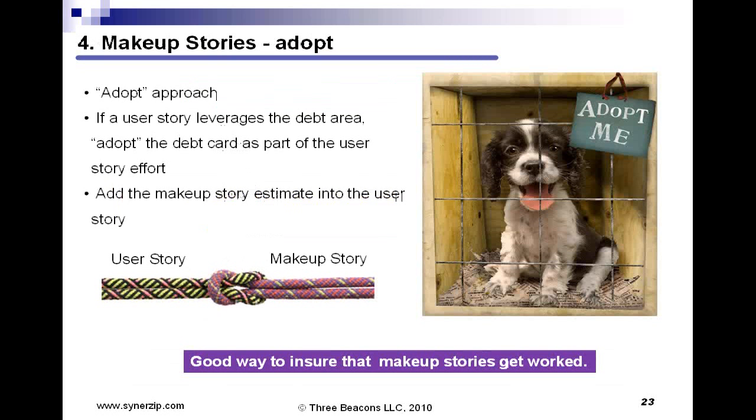Next, number 4, an agile technique to managing new technical debt is to take an adoption approach. Now what this means is that basically if you're developing a user story that uses a part of the code that previously incurred technical debt, the make-up story card for that technical debt is fused with that new user story. And the user story cannot be worked unless the make-up story is also worked. So you just fuse them at the hip, and when the product owner chooses a particular user story, you remind the product owner that that has an adopted makeup story, and that therefore the time estimate for that will be a little bit longer. Okay, it's a good way to ensure that your makeup stories do get worked.